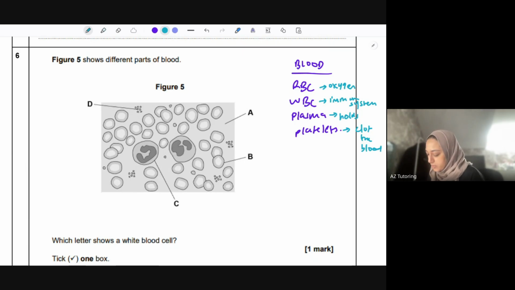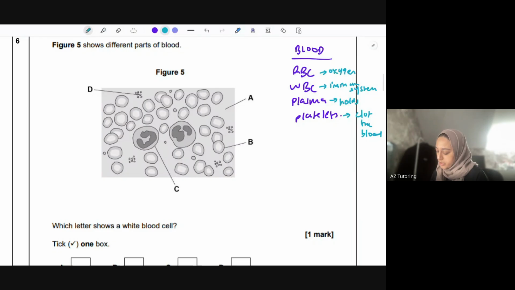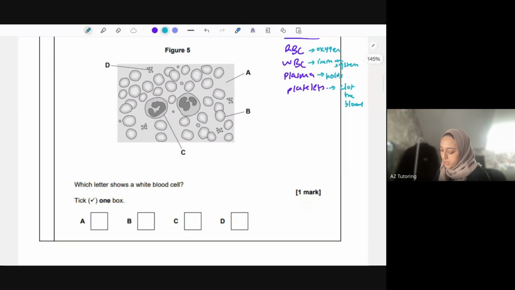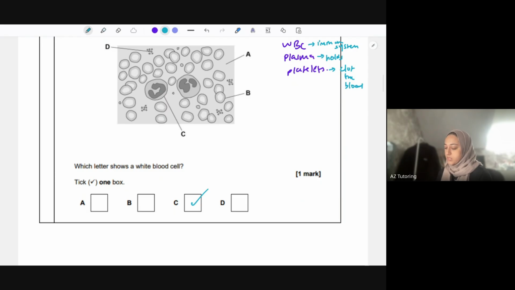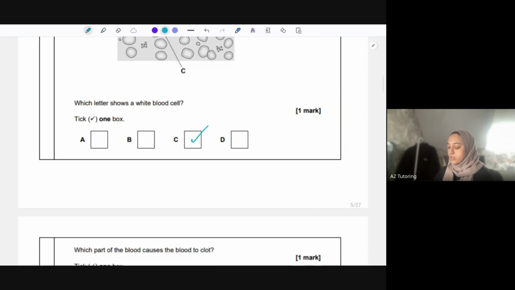If you look at this diagram, we've got A, that's probably pointing to the plasma. We've got B, we've got D and C. D is the platelets. It says which letter shows the white blood cell. So the white blood cell is the bigger one. So D's in the middle, C. The other ones, B, they're all red blood cells. They're the concave, small shaped ones, and there's loads of them because they need it for oxygen transport. So yeah, C is the white blood cell that it's pointing to.